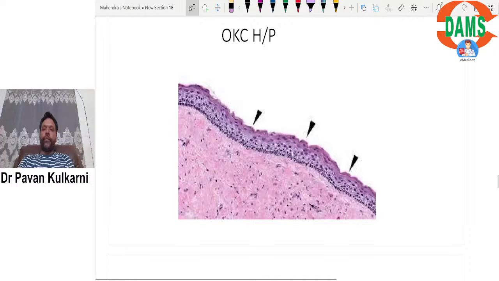This is a histopathology of OKC. I want all of you to remember this. Again, a classical image-based MCQ: what are those arrows? Those arrows are nothing but para-keratin corrugation. So classically in OKC, there will be basal cells which exhibit a tombstone appearance, and those para-keratin corrugations will be there, in the classical odontogenic keratocyst.